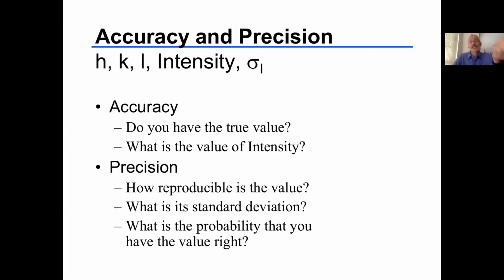So accuracy is to get the true value. So we want to know, what is the true value of an intensity? Precision is how reproducible is it? If I measure my height many times, do I get the same value over and over? If I want to know the average height of the people watching this video, you would all measure yourselves, report it, and we could do an average of everything.